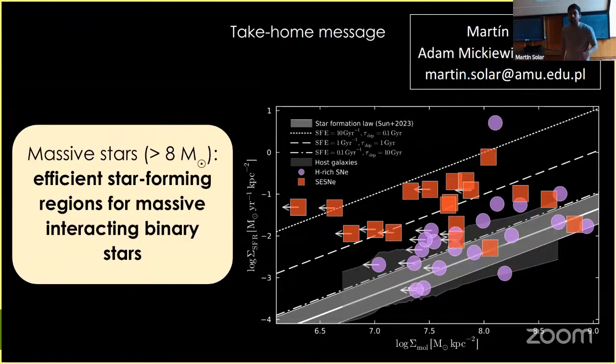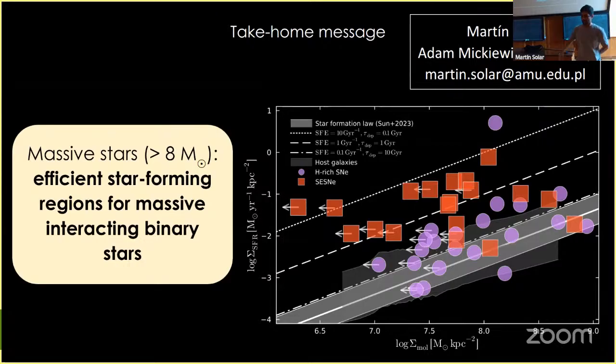Question? Okay, Martin, I have a question. You mentioned that the equivalent width of H-alpha is a tracer of star formation. How does it work?